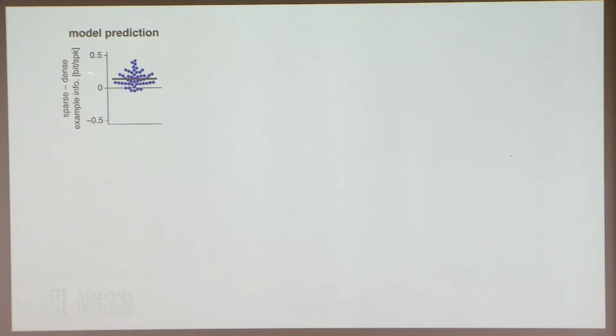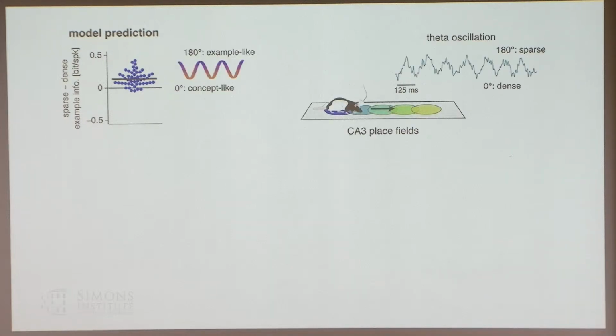Each point here represents one neuron. And so our model says that each neuron will convey more information about example identity during sparse phases compared to dense phases. Well, it turns out that in CA3, in the hippocampus, there is an oscillation, the theta oscillation, that is prominent. And this oscillation modulates the sparsity of the network.